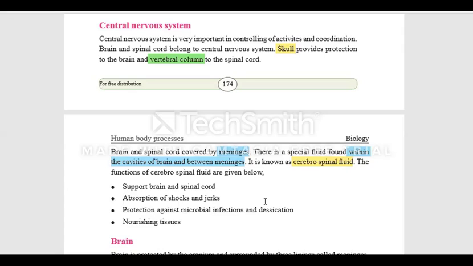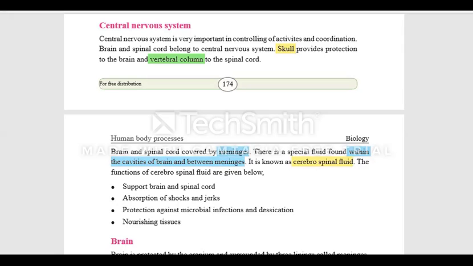There are certain functions of the cerebrospinal fluid. Let's look at them. They support the brain and the spinal cord, and they absorb shocks and jerks. So basically it protects the brain. If there is a hard blow aimed at your head, it has the ability to absorb the shocks and jerks happening to your head in order to protect the brain. Then protection against microbial infections and diseases, and then nourishing the tissues found in the brain. So these are the 4 major functions of the cerebrospinal fluid.